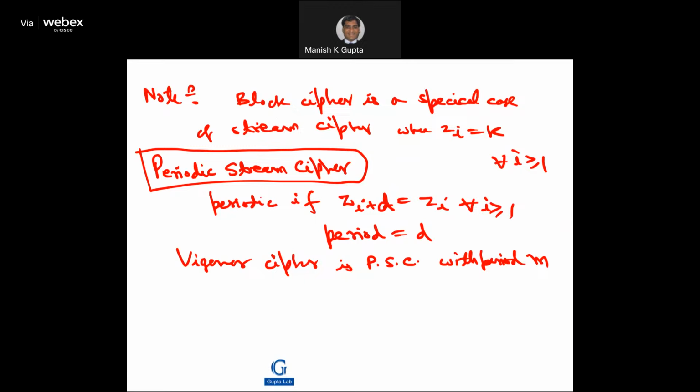Now, when we have this infinite stream for the key stream, there are a couple of other interesting things. We can talk about a periodic stream cipher. Periodic means that if z of i plus d is zi for every i, then we say that there is a period d. Now you can see that the Vigenere cipher is a periodic shift cipher with period m, because for each size m block, the keys are the same. So periodic with period d.